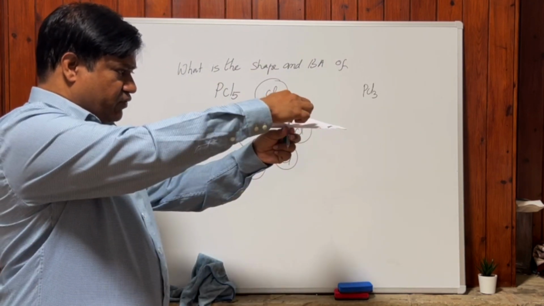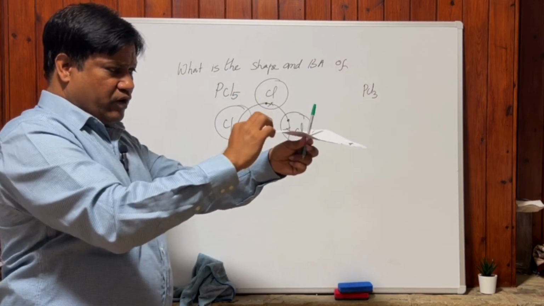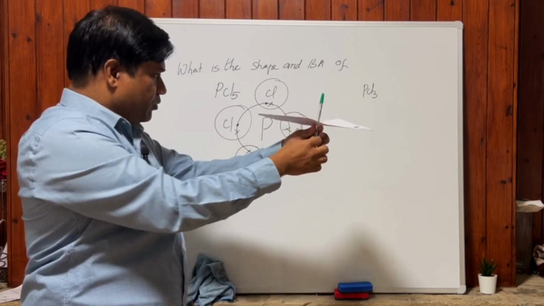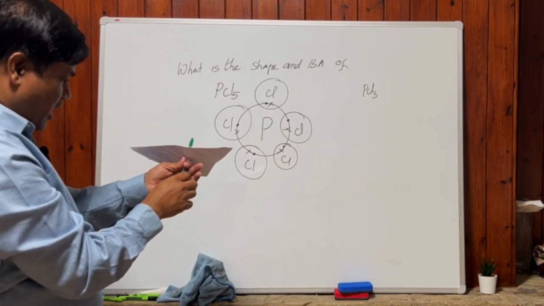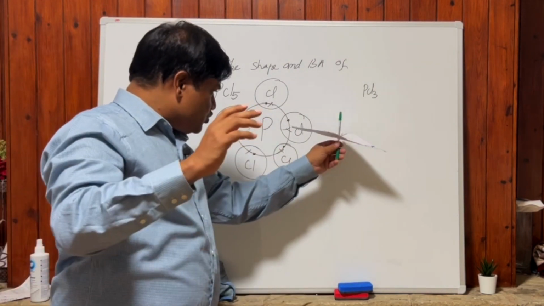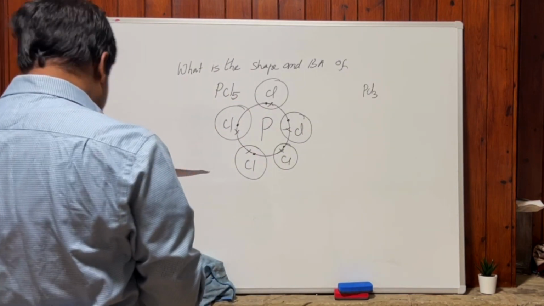So it's the center one. I have phosphorus. That's the phosphorus. One chlorine, one chlorine, one chlorine. And at the top we have one more chlorine, and at the bottom we have one more chlorine. It looks like that. So I will try to draw how it will look like, and then we can visualize and find out the shape and the bond angle.